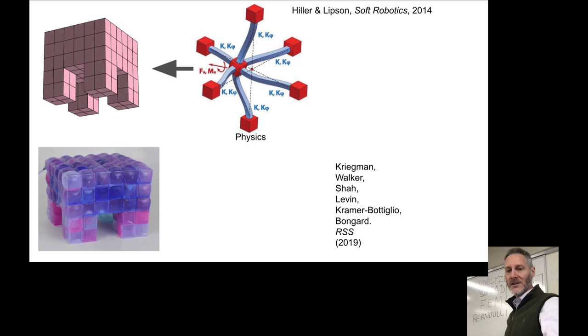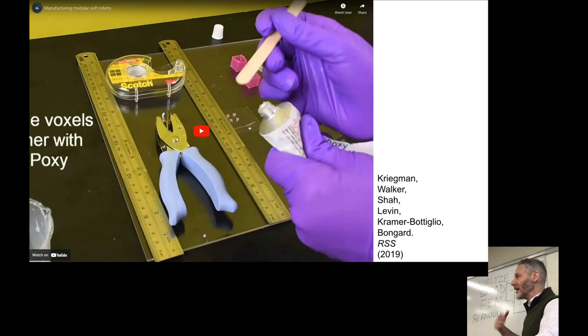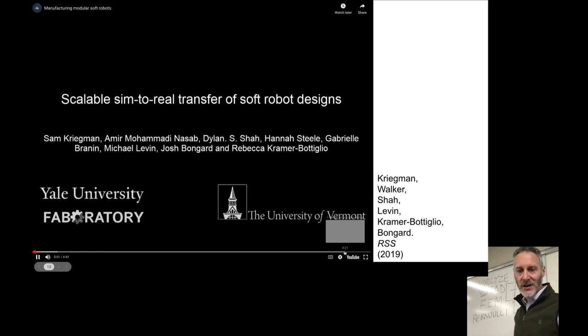In the meantime, we're working on sim and real. So we'll talk about sim in a moment, how we evolve soft robots in the simulator. But let's, for fun, start with real first. Here's Sam Kriegman, one of my former PhD students. And he's going to demonstrate in this video how these voxels were actually made. I'll speed this up.